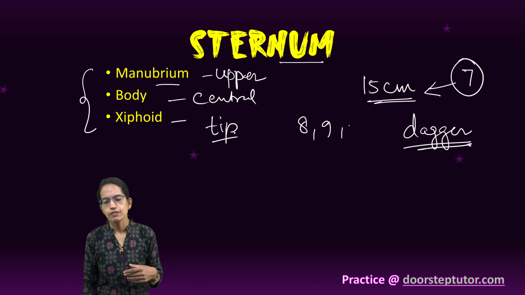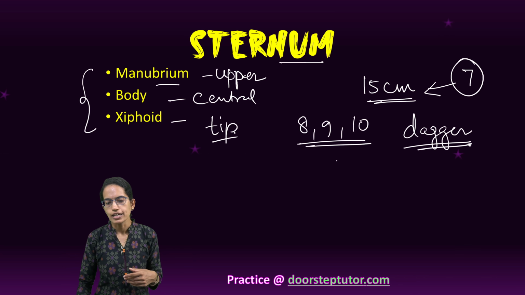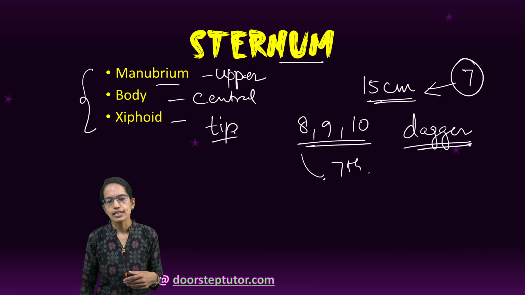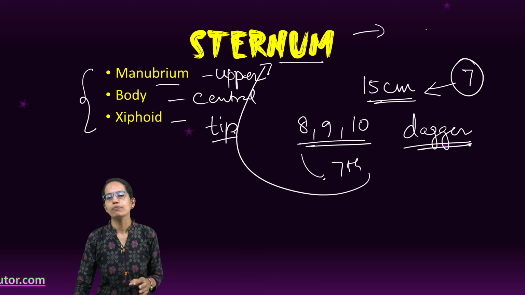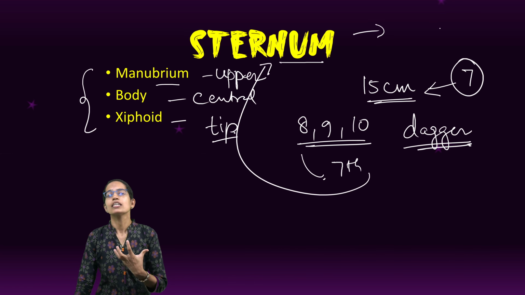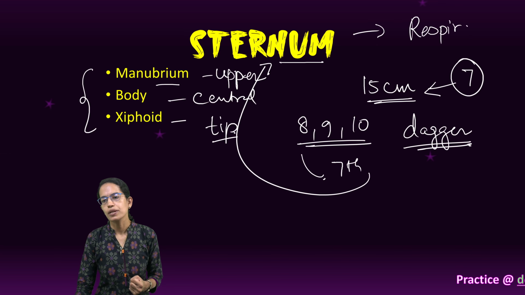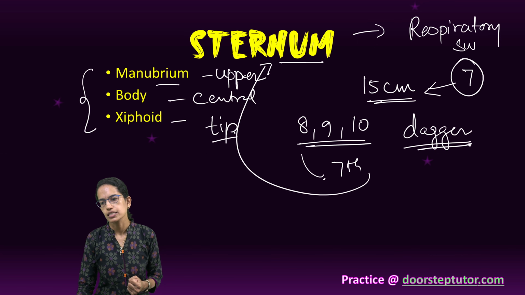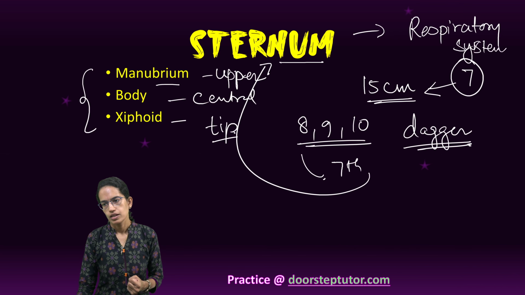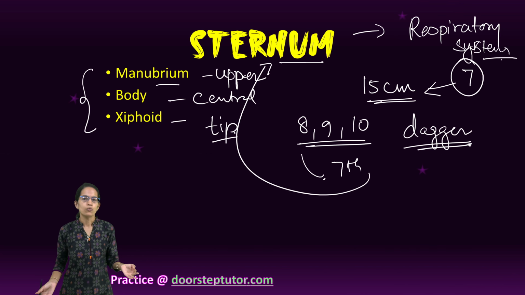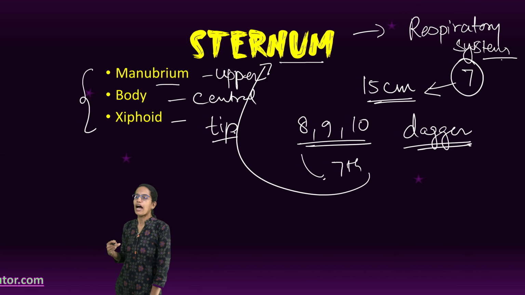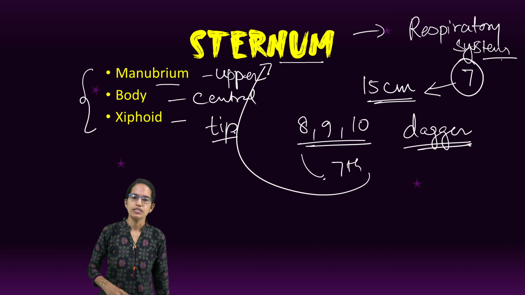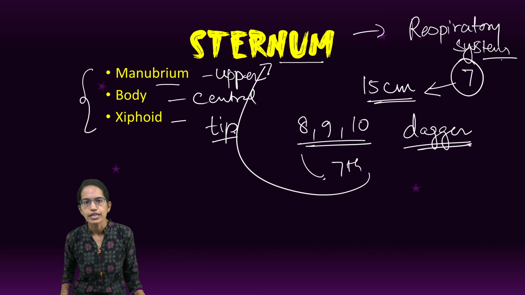8th, 9th and 10th, which are known as the false rib, attached to the 7th rib, which then attaches to the sternum. And the role of the sternum is important because it protects the internal organs, the lungs, the heart, and therefore is an important role player in our respiratory system. Clear? So this is how we understand the major component of axial and appendicular, and then what is sternum? The 3 components of sternum, which is manubrium, body and xiphoid.